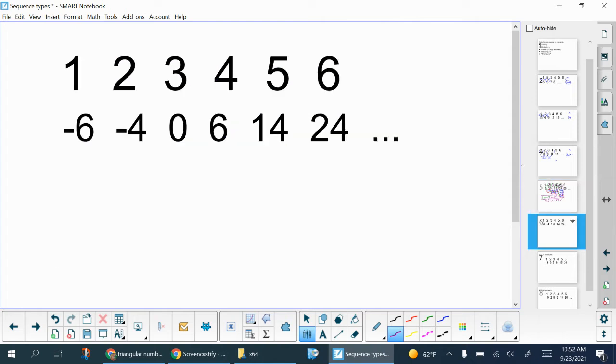Finally, the hardest example of all are the ones that end up being those triangular numbers with the length times width divided by 2. So these are the ones where you're going to see stuff like n times n minus 1 over 2. That's not what this one is, but you'll see stuff like that.